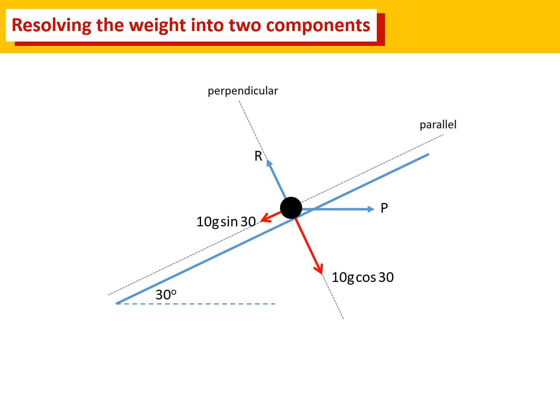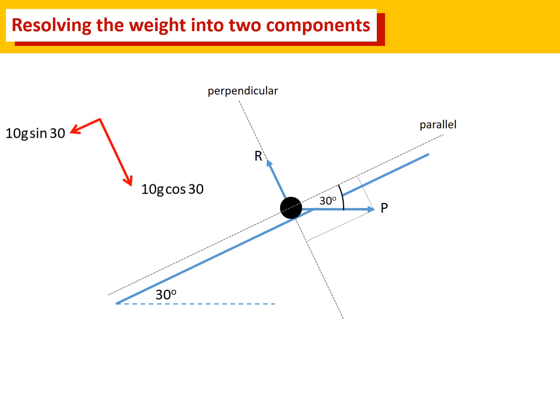For the force P, that's 30 degrees there. It's the same angle as the incline. It would be a corresponding angle. So that would be 30 degrees. Therefore, relative to that 30, this would be the opposite side, so this is going to be the sine component. This would be the adjacent side, so this is going to be the cosine component. So up the incline we've got P cos 30, and into the incline we've got P sine 30.